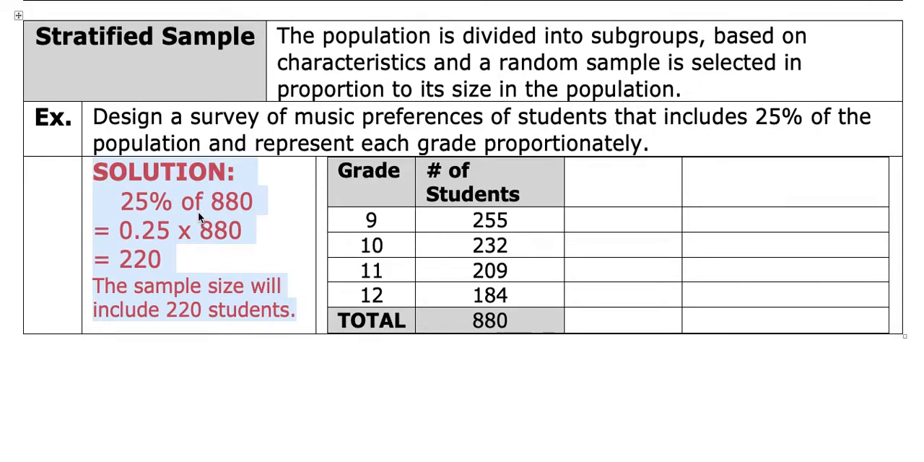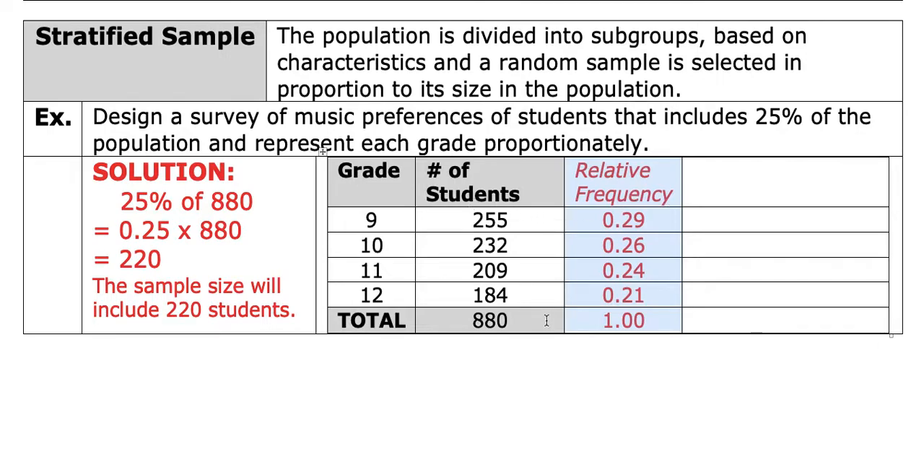So the total number of students is 880. The survey is going to include 25% of these students, so it's 220 participants in this survey, or the sample size. That being said, if we want to figure out how many students in each grade would need to be represented in the sample size of 220, if you recall the relative frequency, which establishes the percentage of the total for each subcategory for grade 9s.